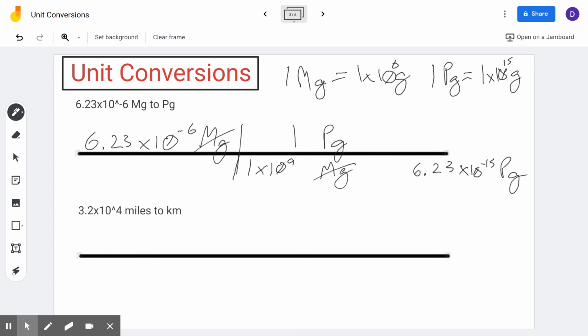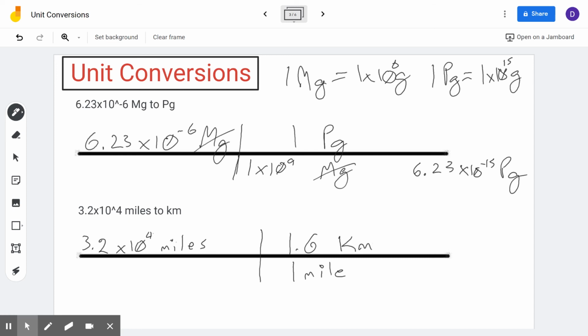3.2 times 10 to the fourth miles to kilometers. Okay. Some of you might know it's 1.6 is your conversion. So 3.2 times 10 to the fourth miles, and 1 mile is 1.6 kilometers.